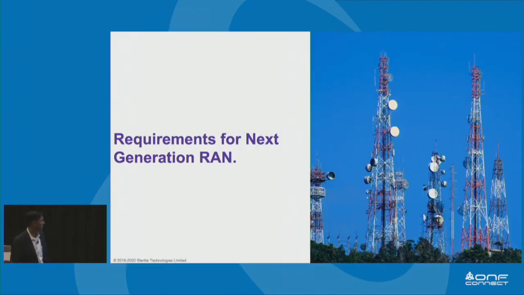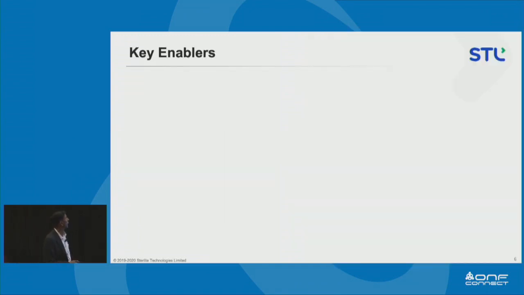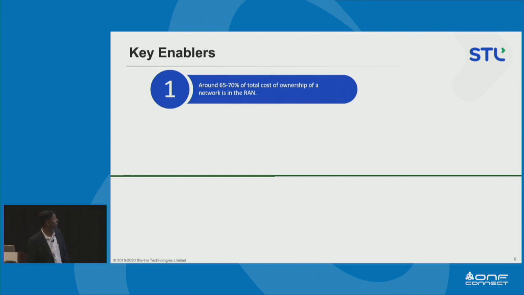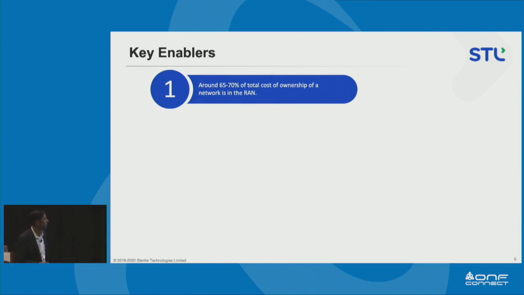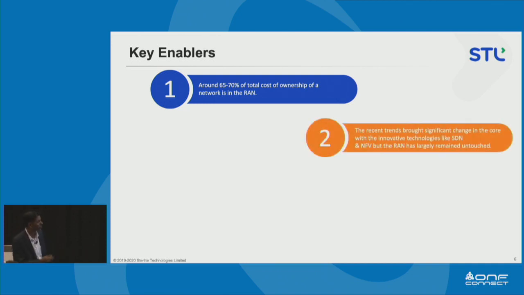Okay, so let's jump on to our main topic. What are those requirements that we think will drive the next decade? Because history is always taught in terms of decades. That's where the actual changes can be realized. Others could be a little noise within the decade. So here we want to focus on what are our key enablers for these requirements. We understand that 65 to 70% of the total cost of ownership is usually in the RAN, in the telco networks.